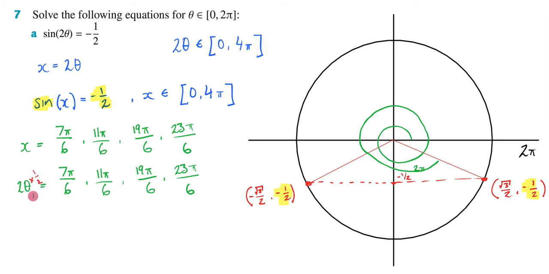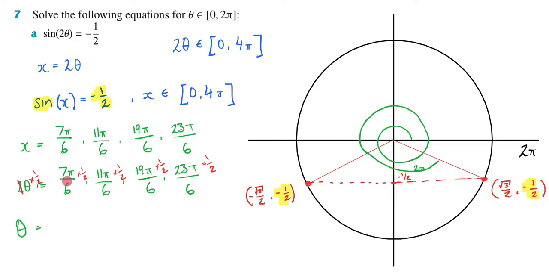So if I'm timesing this side by 1/2, that means I need to times everything else by 1/2. I need to times this by 1/2, this by 1/2, this by 1/2, and this by 1/2. And by doing this, what I'm going to do is cancel out that 2, and I'm going to be left with just theta on this side.